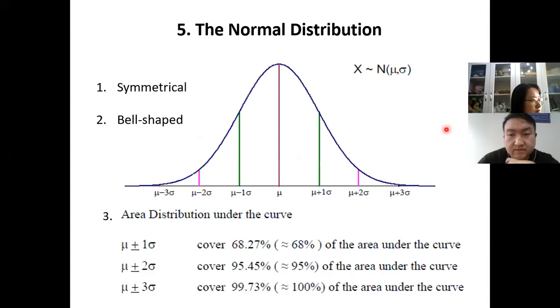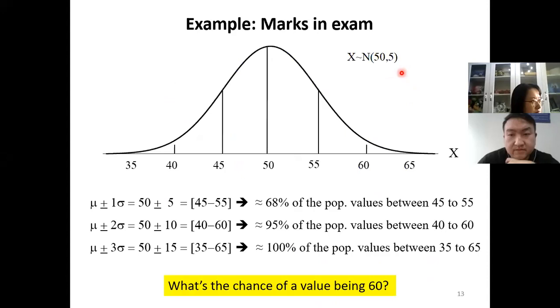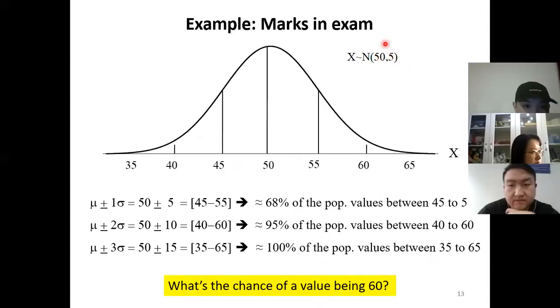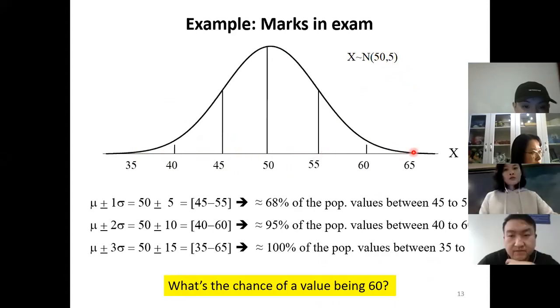Okay, so what's the normal distribution? Symmetrical, bell shape, and the area under the curve governed by mean and standard deviation. So I give an example. Mean is 50, standard deviation is 5. So what does it mean for students' marks? The whole 100% will be between 35 to 65. If you're asking about 80, none there.